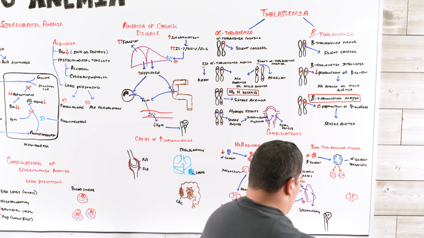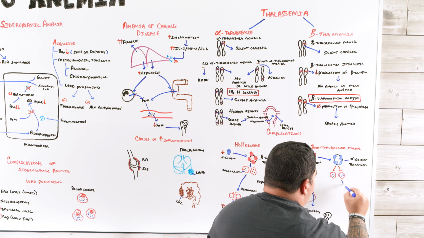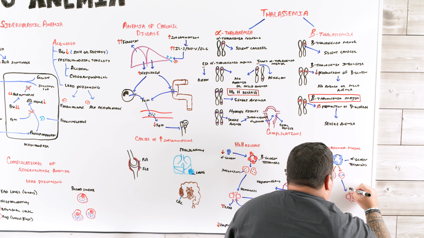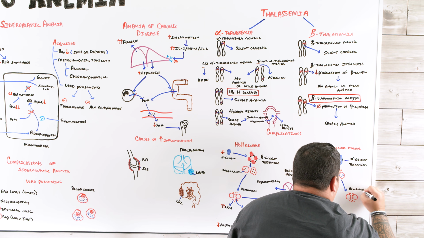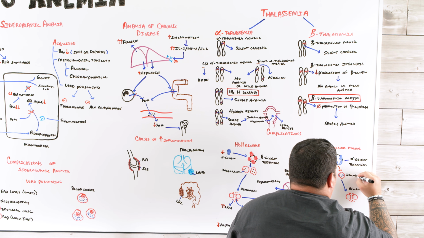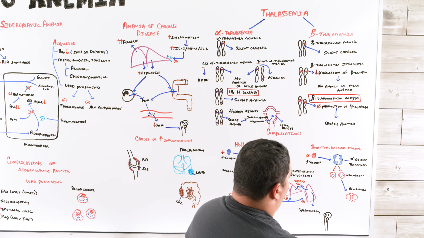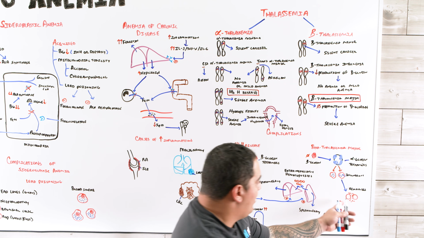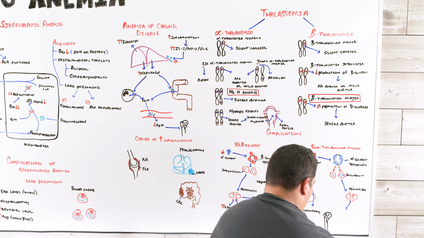These inclusions are sensed by macrophages. The macrophages say, not around here, partner, not around here. And whenever these inclusions are sensed, the macrophages rip up the red blood cells, and we already know this process. If I undergo hemolysis, what's going to be elevated? LDH.